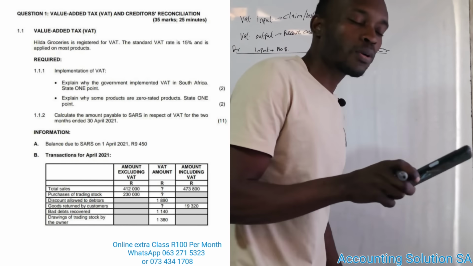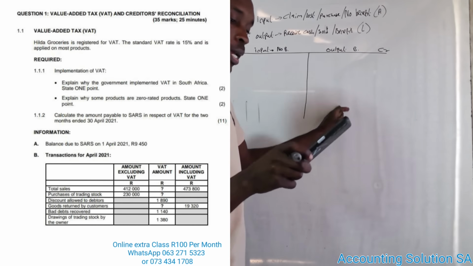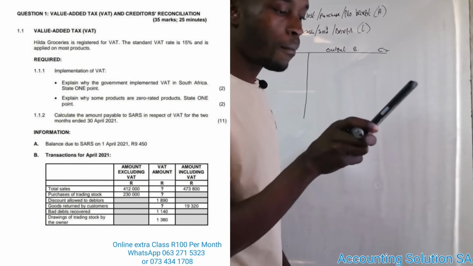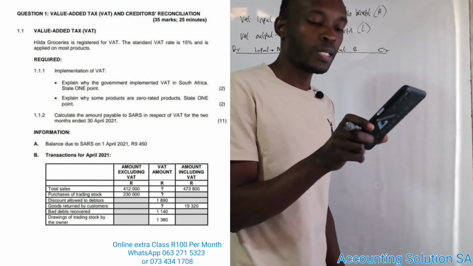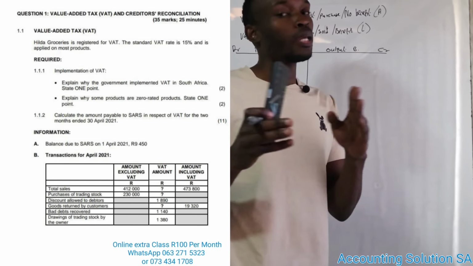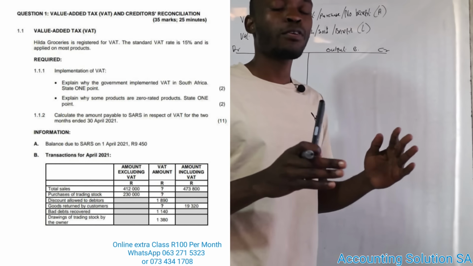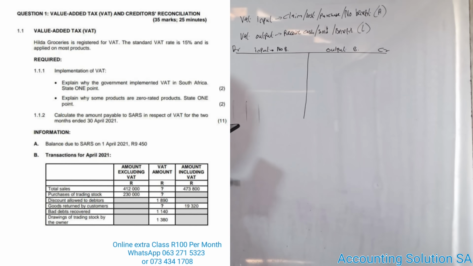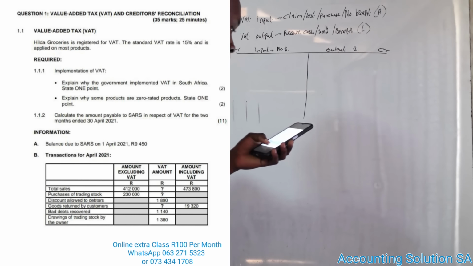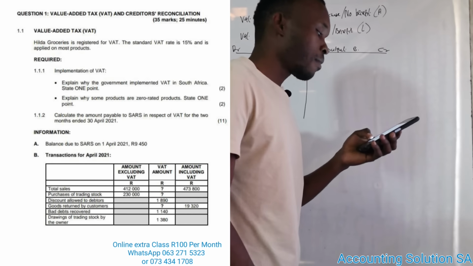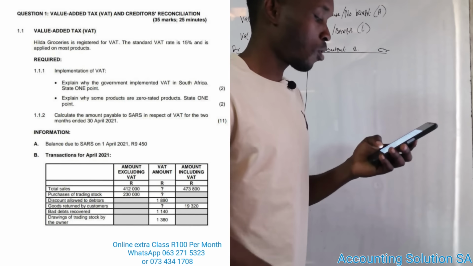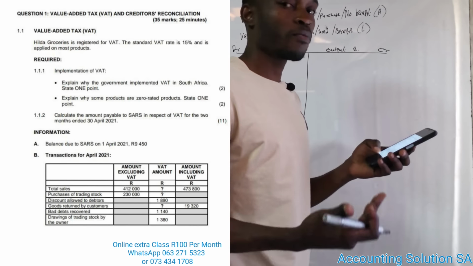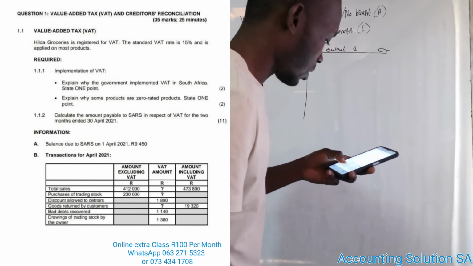Now the other question is, which amount do we include here, guys? We include only the amount of VAT. Don't include inclusive and exclusive amounts. If the VAT amount is not given, you must calculate it first. For total sales, the VAT amount is not given, but we can get it by saying 412,000 multiplied by 15%, or you take 412 minus 473, you're going to get the same answer.